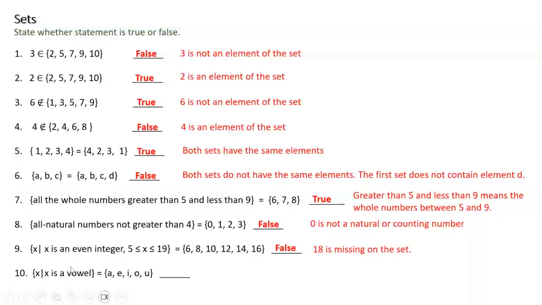Okay. Look at number 10. The set with elements of x such that x is a vowel. This is true because all the vowels in the alphabet are A, E, I, O, U. That's true. Okay, all the vowels are listed. Hey guys, these are actually some of the homework problems from this chapter, from the section on sets.